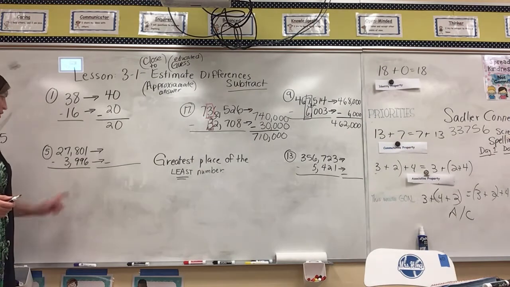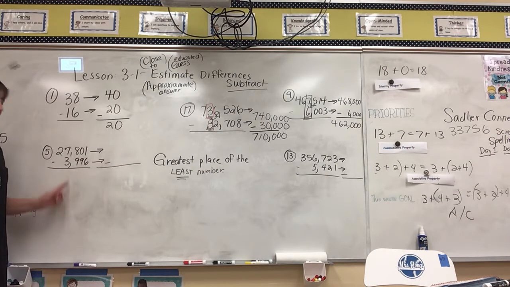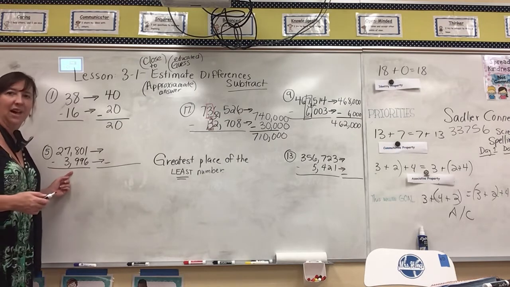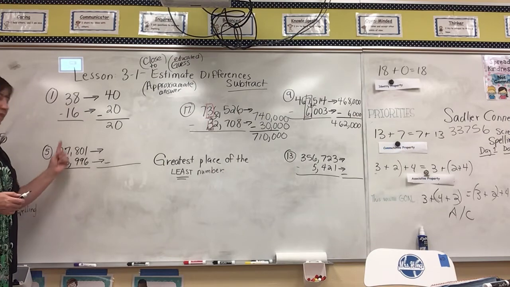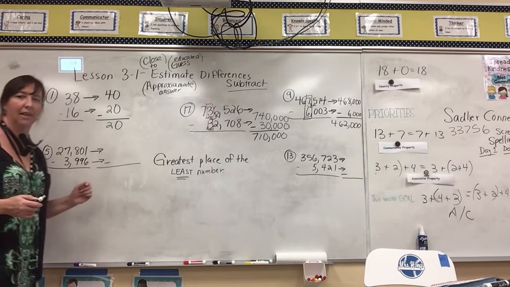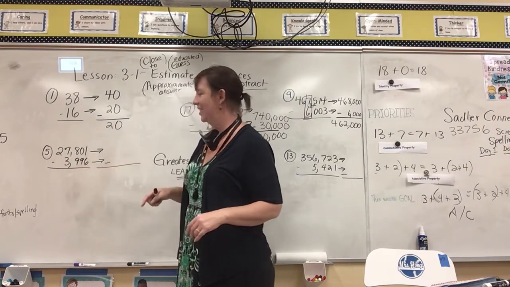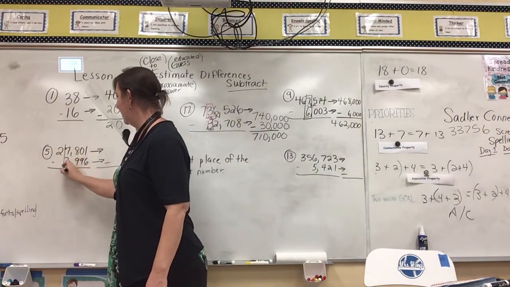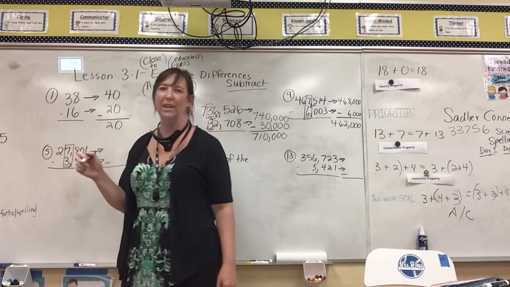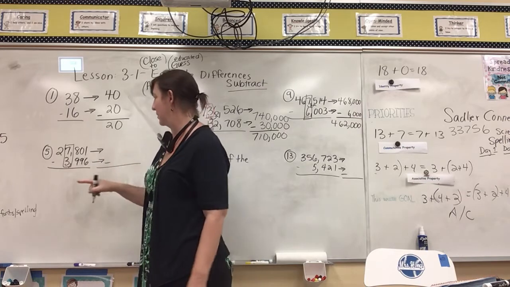The next one is 27,801 minus 3,996. So I'm going to look to see what the greatest place of the least number is. And what is it, Matthew? It's a 3. It's the 3 in the thousands place. Good. It's the thousands place. See how important it is to know our place value? Yep. So important that we know our place value.